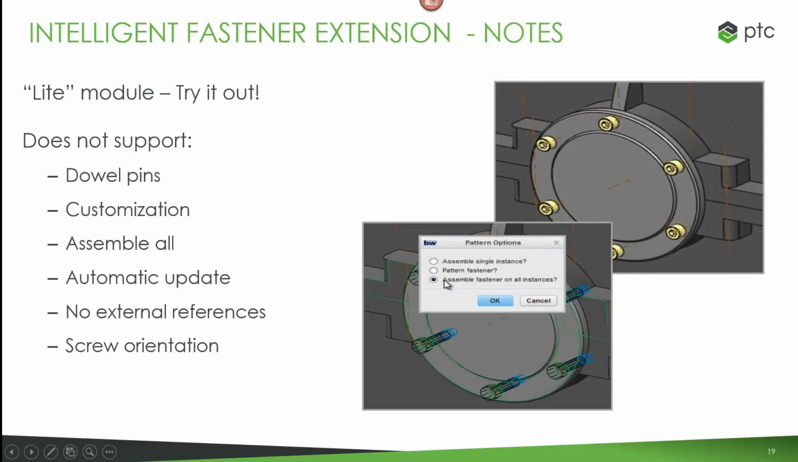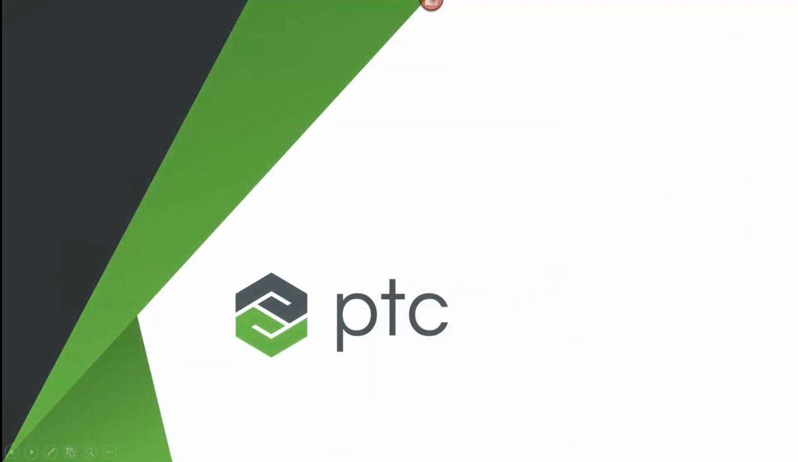Now within Creo, there is a light module of this, so you can very easily go through and just try this out. Now it doesn't support a lot of the different things that we went through: dowel pins, customizations, automatic updates of everything. You can't use certain things as external references, but this will allow you to at least go through, play with it on a part, and see if it's the right solution for you. And with that, that is our intelligent fastener extension.